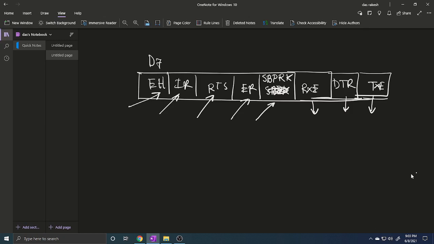So these bits from D7 to D0 are known as the command register. Due to this command we can take action on the 8251.